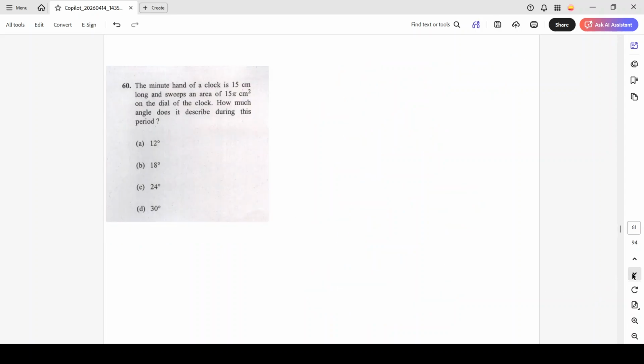Now moving on to the next question, question number 16. The minute hand of a clock is 15 centimeter long. This is 15 centimeter long, and sweeps an area of 15 pi centimeter square on the dial of the clock. Suppose this is the 15 pi area it covers in some time. Suppose this is theta, and this area is 15 pi. So how much angle? This is asking about this angle. So what will be this angle?